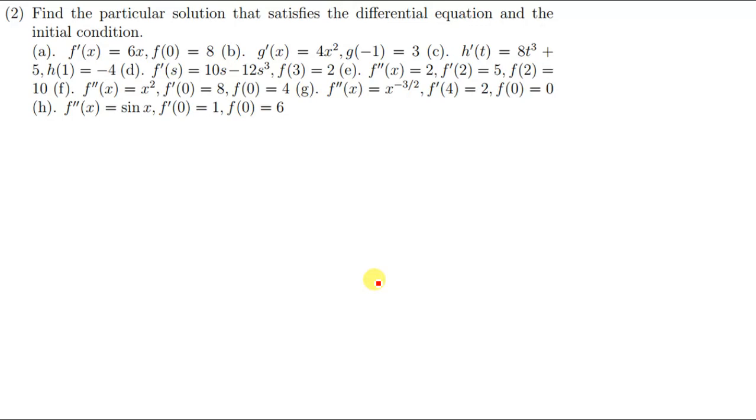Okay, so the first question is f prime of x, which is just the derivative of f of x, is equal to 6x, and the condition that has been given is f of 0 is equal to 8. So to find f of x, which is the particular solution, we simply integrate both sides of the equation.